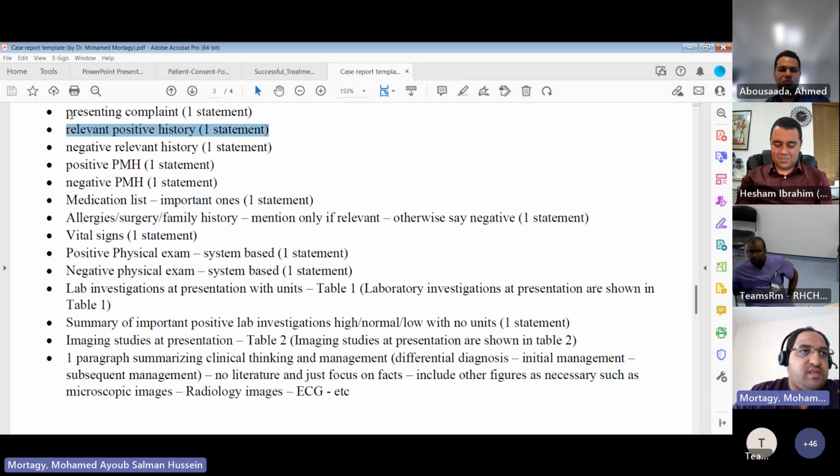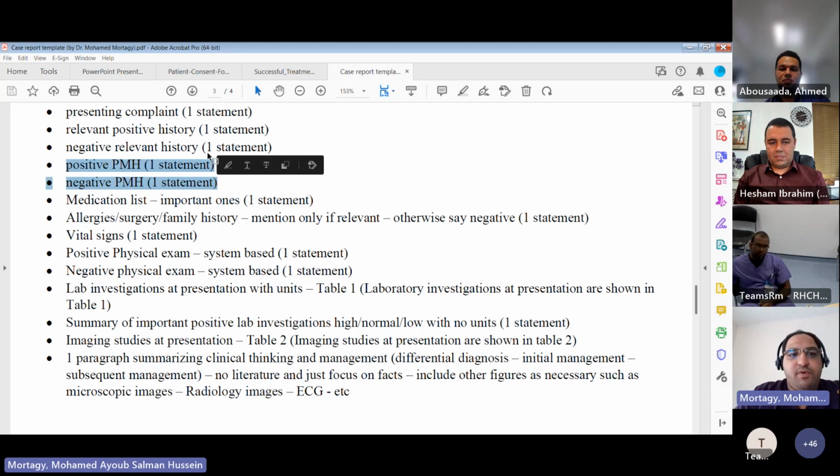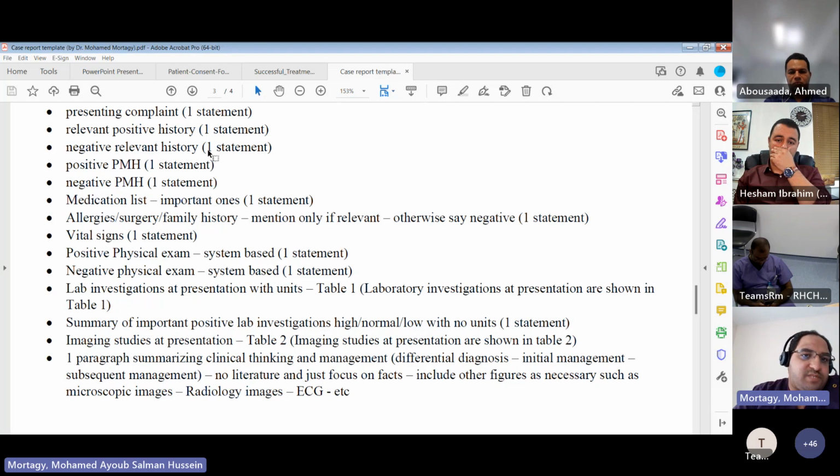Sorry, the positive history means the positive symptoms that he has, like shortness of breath or hematuria, any symptoms that he has that are related to the main complaint or the disease. Negative history is the negative symptoms that are not there, that are important to know about this patient. And then past medical history, you write the positive and the negative. Positive means what medical comorbidities we should know about in this particular case that the patient has. Negative means what the patient doesn't have that helps us rule out some other differentials.